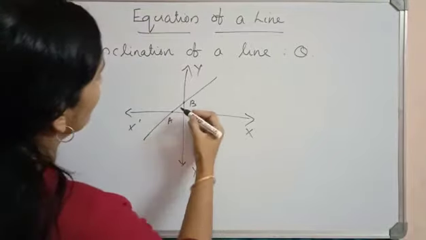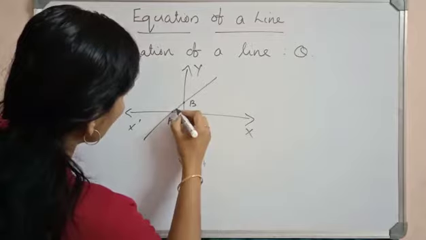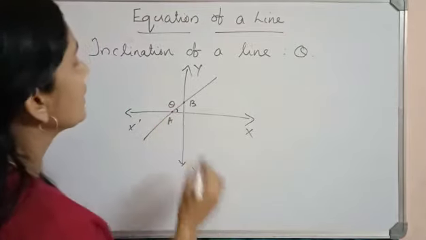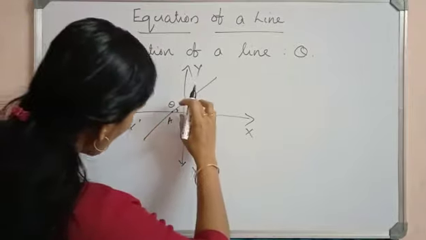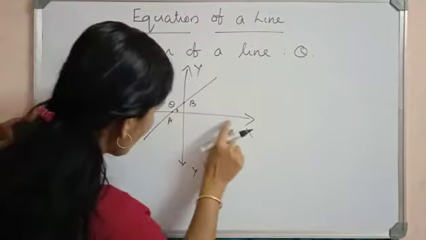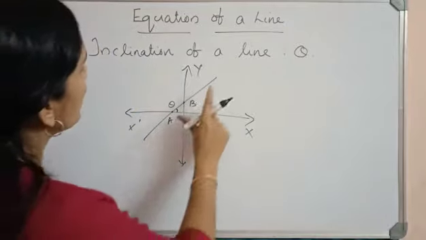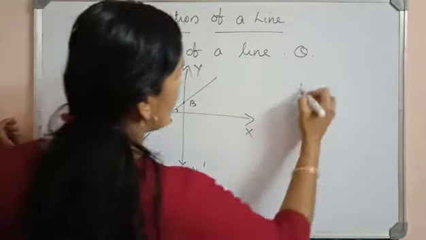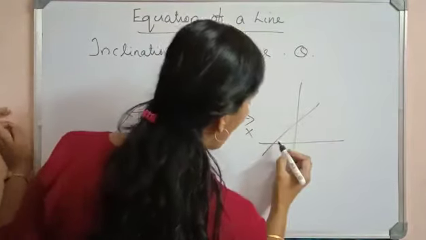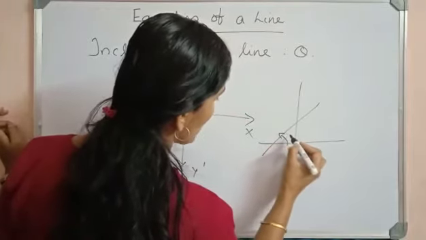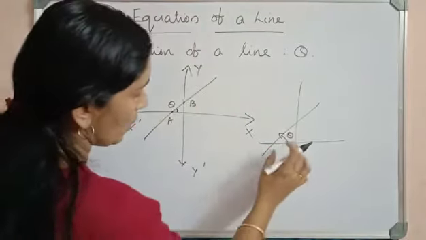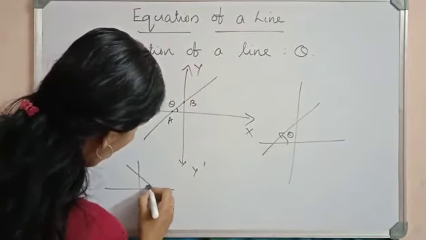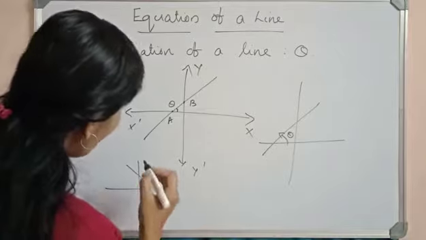Here the inclination of this particular line is the angle between this line as well as the x-axis. This is the inclination, and it can be represented by theta. If we measure this angle in the anti-clockwise direction, this theta is positive. And if it is measured in the clockwise direction, this theta is negative.